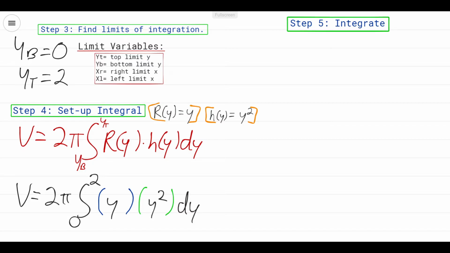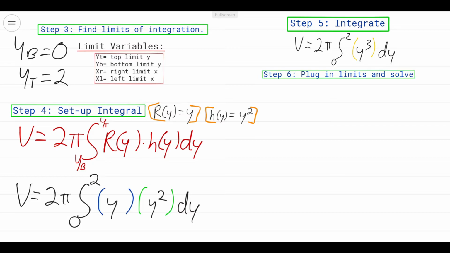And in step 5, we're going to integrate this function. Now the integral is very simple because we combine this, and we get the volume of 2 pi, integral from 0 to 2, of y cubed. In essence, y to the 1 power times y squared is y cubed, times dy. Now we're going to integrate this, plug in the limits and solve. When we integrate y cubed, we get y to the 4th over 4, times the constant of 2 pi, bounded from 0 to 2. We're going to simplify this a step further.